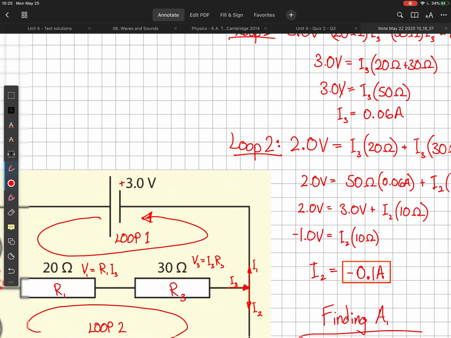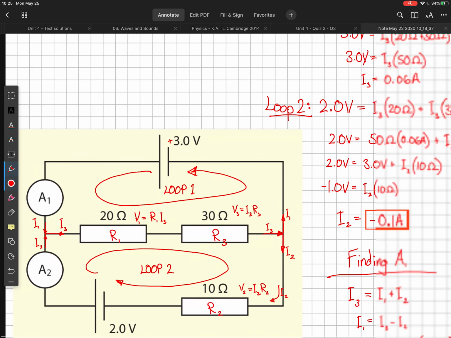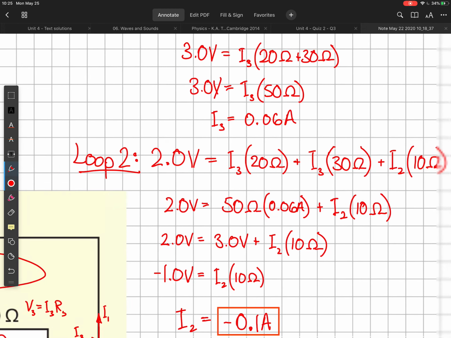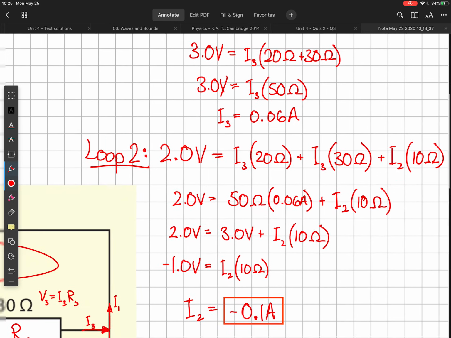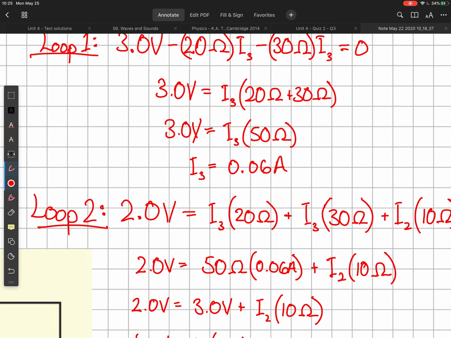Okay, so I find I sub 3, which is the current going through this middle part here. And when I finish that calculation, I will find that I sub 3 is equal to 0.06 amps.